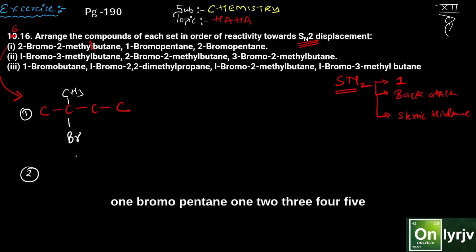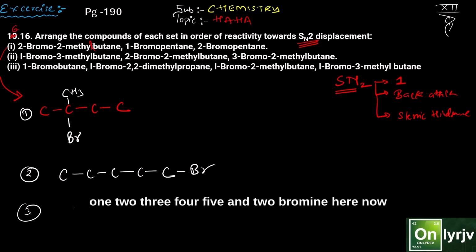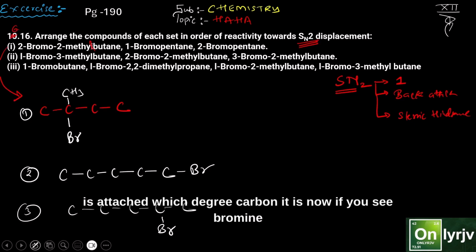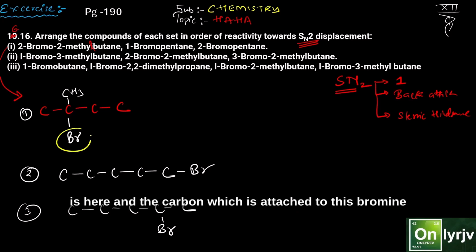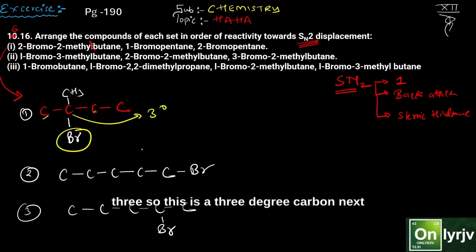Okay. Then 1 bromopentane. 1 2 3 4 5 and 1 bromo is here. And then next is 2 bromopentane. 1 2 3 4 5 and 2 bromine here. Now, who will react faster? They are asking this. So first find out the carbon to which bromine is attached, which degree carbon it is. Now if you see, bromine is here and the carbon which is attached to this bromine is attached to how many other carbons? 1, 2, 3. So this is a 3-degree carbon.